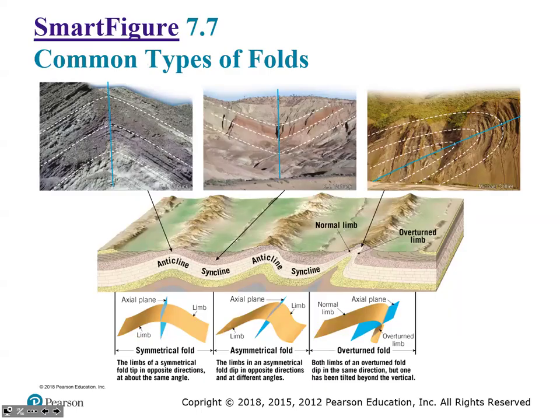We have an anticline and a syncline. Here we have an asymmetrical fold where it's tilted. And then over here we have an overturned fold where it's in fact above the other.